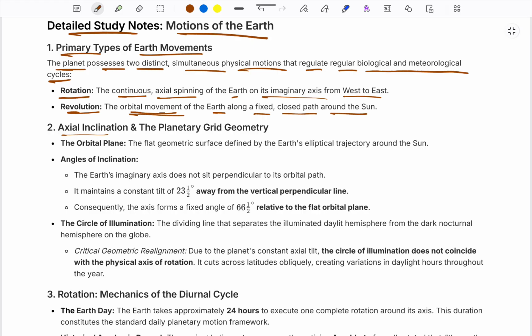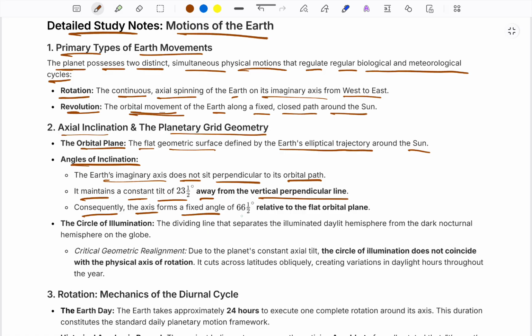Axial inclination and the planetary grid geometry. Orbital plane: the flat geometric surface defined by Earth's elliptical trajectory around the Sun is called the orbital plane. Angles of inclination: Earth's imaginary axis does not sit perpendicular to its orbital path. It maintains a constant tilt of 23.5 degrees away from the vertical perpendicular line. Consequently, the axis forms a fixed angle of 66.5 degrees relative to the flat orbital plane.